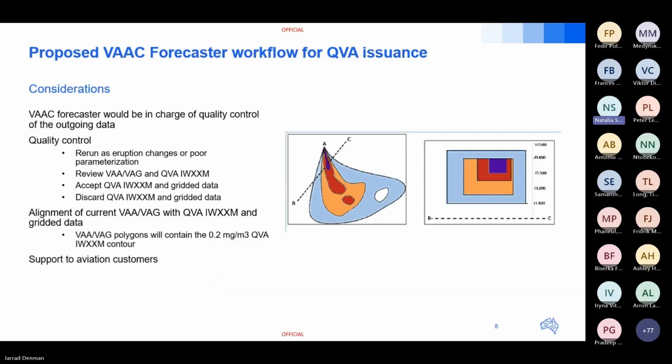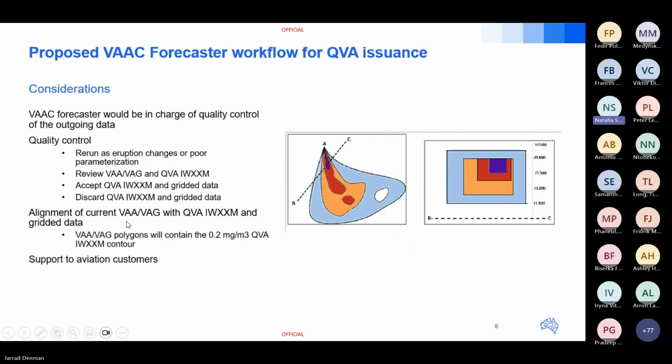So the forecaster will be in charge of quality control of the outgoing data. So quality control could be rerunning the eruption for poor parameterization, or because the eruption has changed, it's pulsed and there's a slightly higher level as well. Reviewing that data in the form of the volcanic ash advisory graphic and the QVA gridded data and IWXM files, then accepting or discarding and potentially rerunning again if necessary.